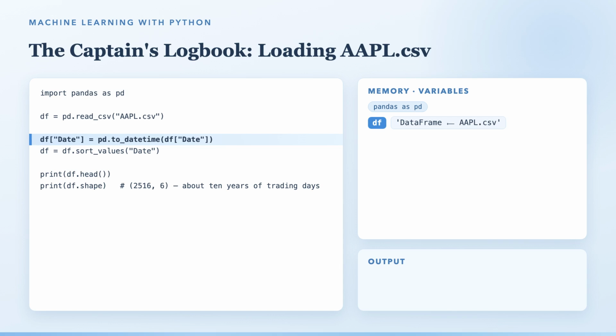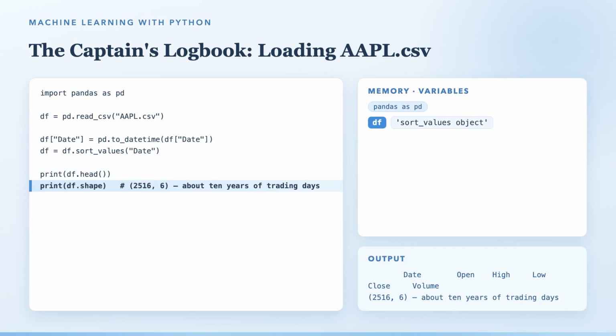Let's walk through this together, line by line. First, we import pandas as pd, our tool for reading tables. Then df equals pd.read_csv, opening the file called aapl.csv, and 10 years of prices settle into a table named df. Next, we take the date column and pass it through pd.to_datetime, so Pandas treats each entry as a real calendar date, not just text. Then df.sort_values on date, putting every row in true chronological order. Finally, print(df.head()) shows the first 5 rows, and print(df.shape) tells us the size. 2,516 rows, 6 columns. Our logbook is open.